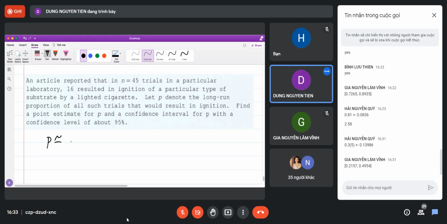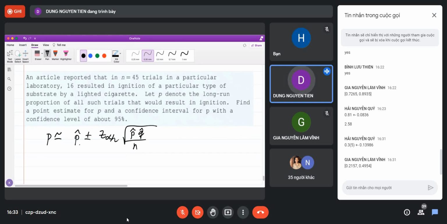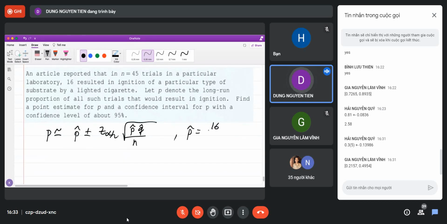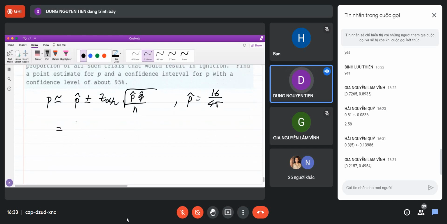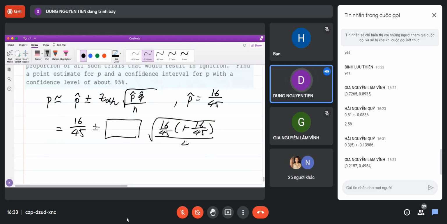Then P is P hat plus or minus the z value times the estimated standard error, which is the square root of P hat Q hat over n. P hat in this case is 16 over 45. Then you get 16 over 45 plus or minus the z value times the square root of 16 over 45 times 1 minus 16 over 45, divided by n, which is 45. How about the z value?